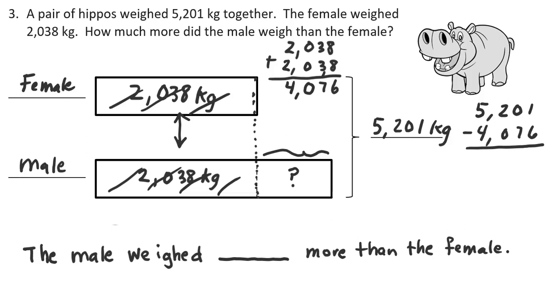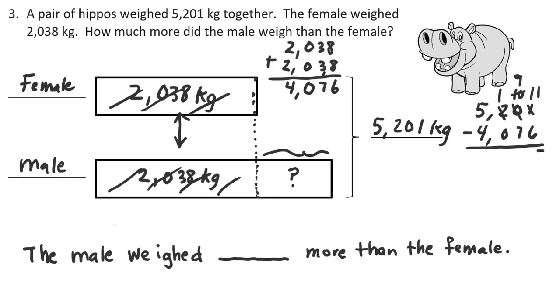Okay, so in my ones place, I have 1 minus 6, which I can't do. Now I don't have any tens to decompose, so I'm going to take one of my hundreds, which leaves 100, and I'm going to decompose that into 10 tens. Now I'm going to take one of my tens and decompose that into 10 ones, which now gives me 11 ones, so I can do my subtraction.